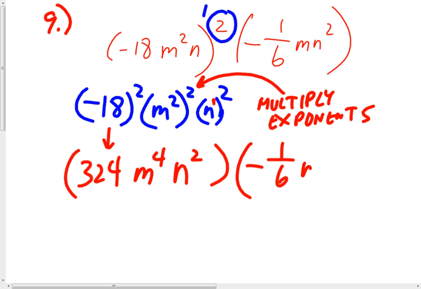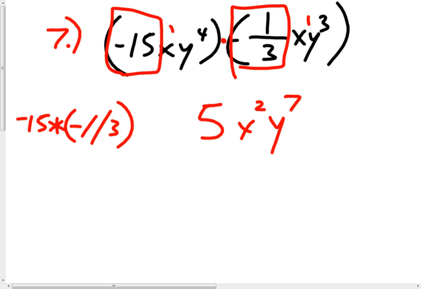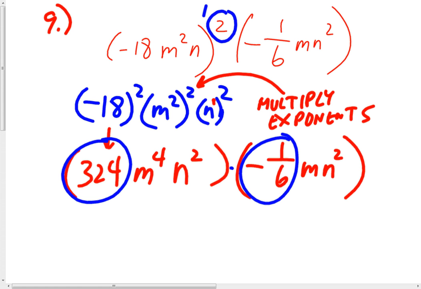Rewrite -1/6 n squared. Now it's just like the rest of the problems. How do you take care of this and this? What's happening here if everything's next to each other? Multiply them. Do it just like you did the previous problem where you did -15 times -1/3. You have to set it up like this. It'll be negative. And what did you end up with? 54? 324 times a -1/6 on your calculator.